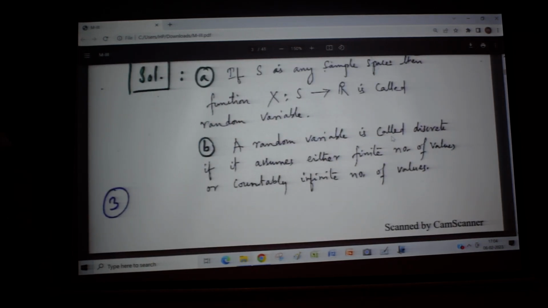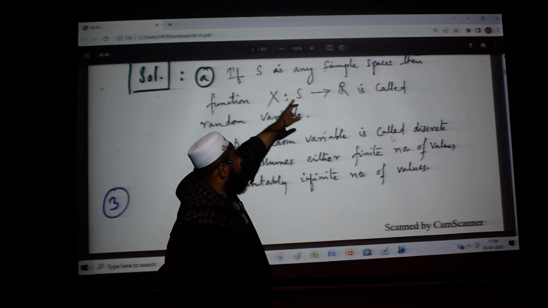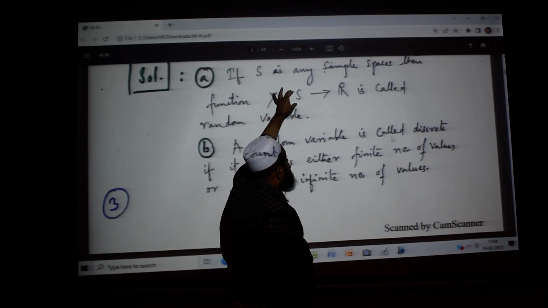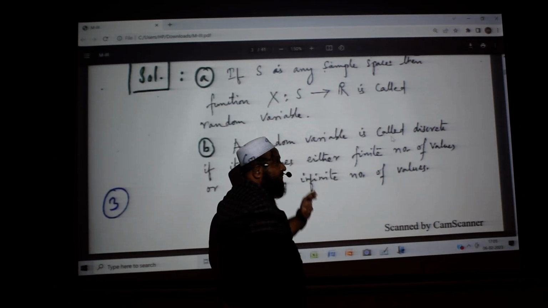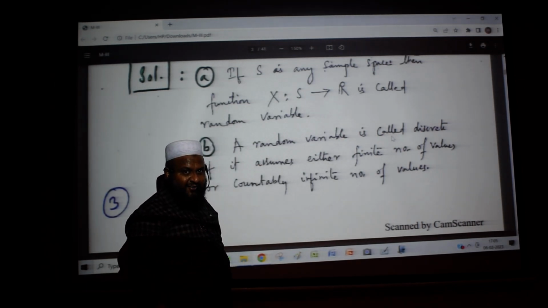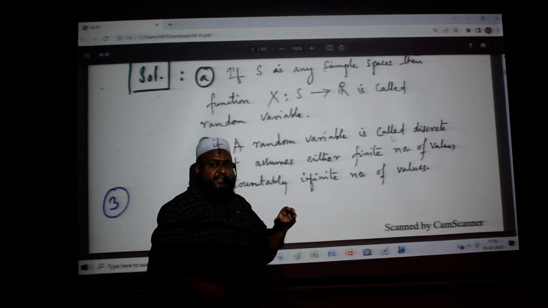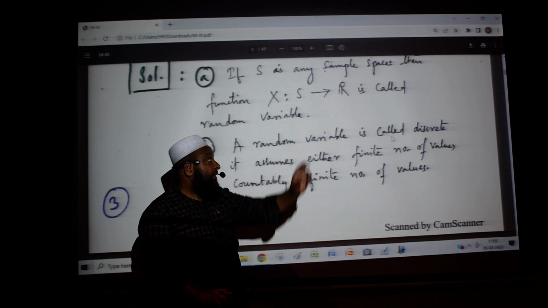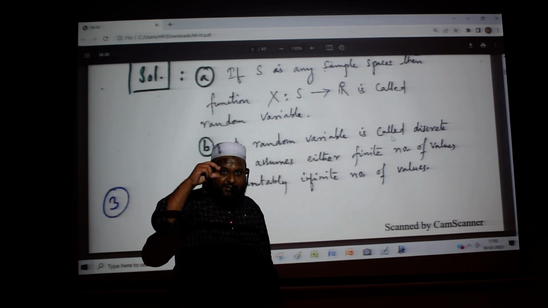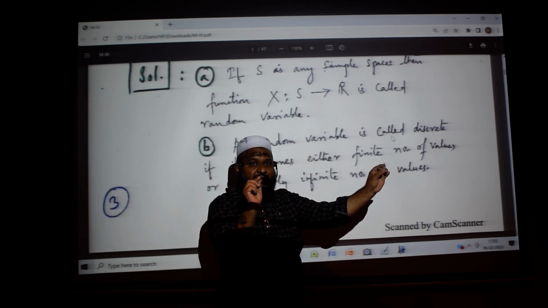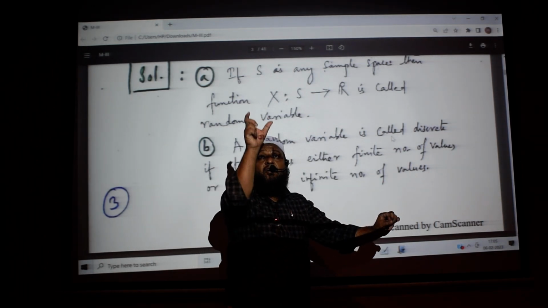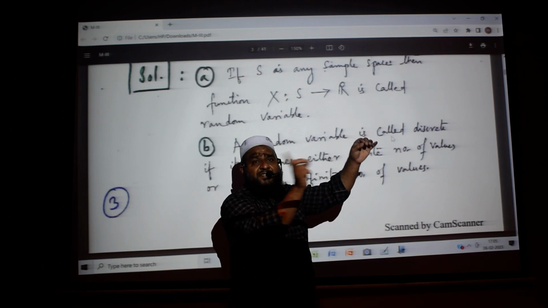First, what is a random variable? If S is any sample space, then a function X from the sample space to real numbers is called a random variable. You just need to remember this, but I'll give a little introduction. S is the sample space, which contains outcomes. R is the set of real numbers. So what this X is doing is taking an outcome and attaching it to a real number. The second outcome with some real number, the third outcome with some real number. All the outcomes are attached with real numbers.